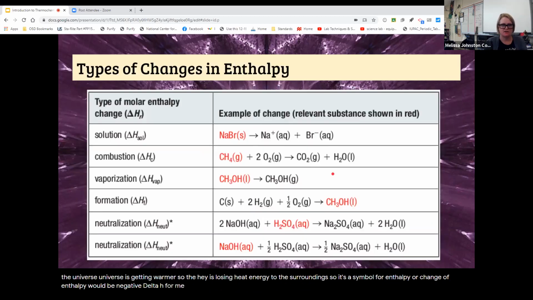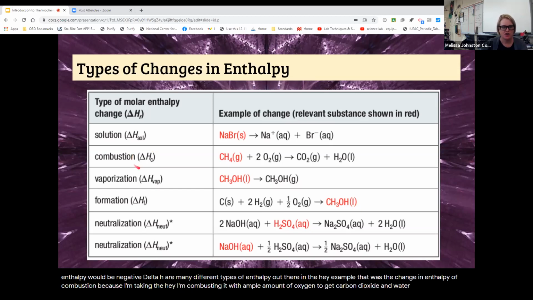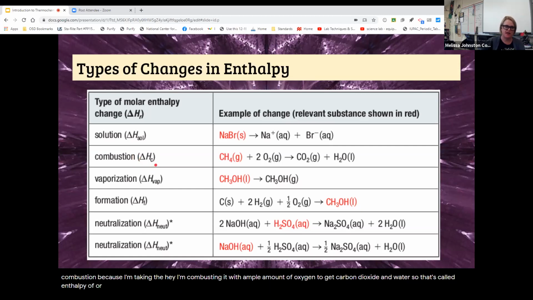There are many different types of enthalpy out there. In the hay example, that was the change in enthalpy of combustion, because I'm taking the hay, I'm combusting it with an ample amount of oxygen to get carbon dioxide and water. So that's called change in enthalpy of combustion. I've got change in enthalpy of solution. When I dissolve any sort of salt in water, I'll get a heat change. It could be endothermic or it could be exothermic, depending on the salt.